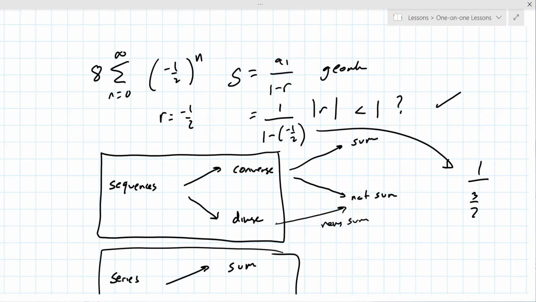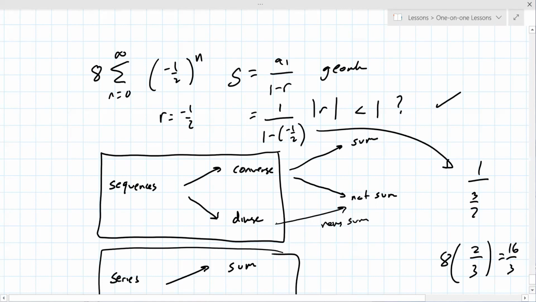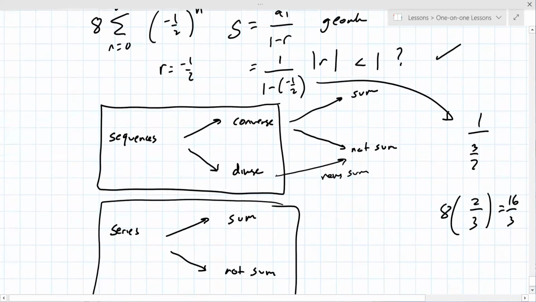And then you have to multiply by 8. So this becomes 2/3, but then you multiply by 8, and you get 16/3. Don't forget the 8. So let me do another one here.